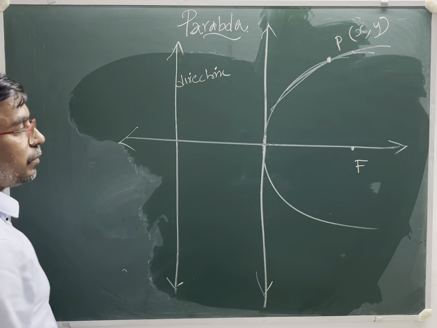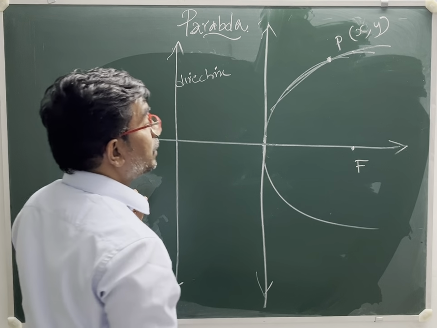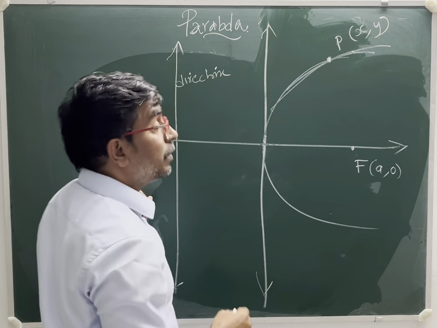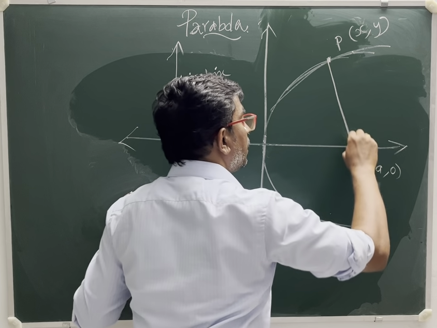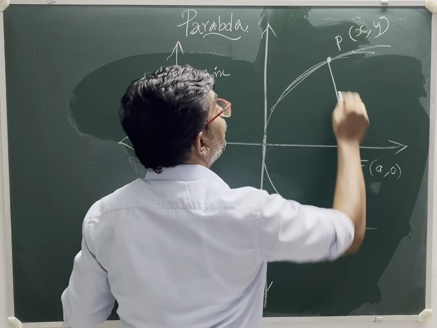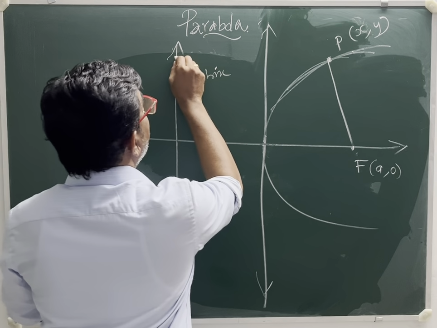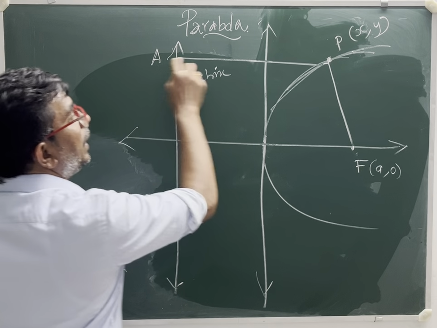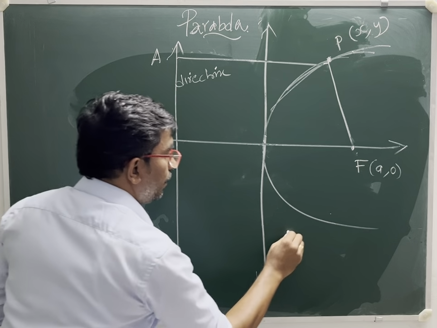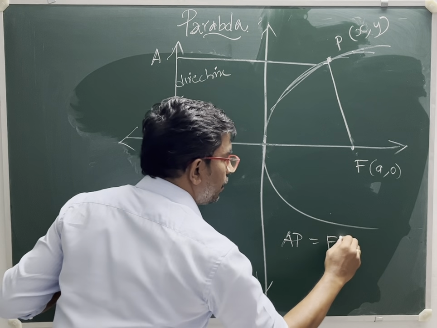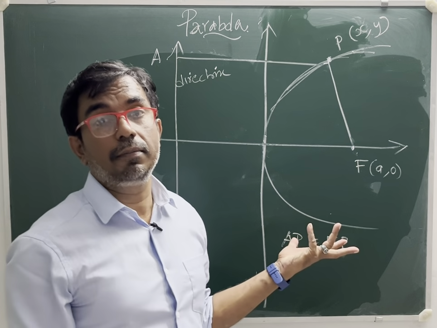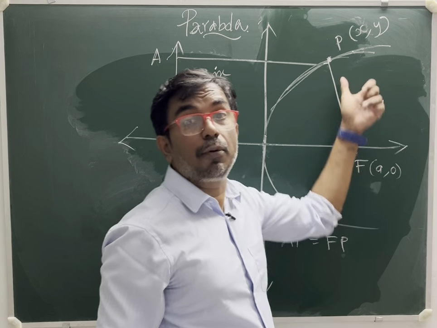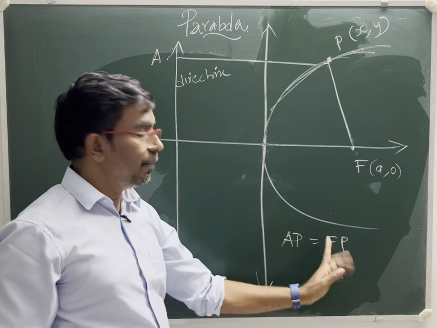Okay. Now the first thing that I do is, this is A comma 0. Suppose the distance from here is A. Now let me draw this one. This FP and the perpendicular distance from here, let me name it AP. So AP will be equal to FP. Why? This is the definition of parabola. Any point on the parabola is equidistant from a fixed point and the fixed line. Therefore, AP will be equal to FP.